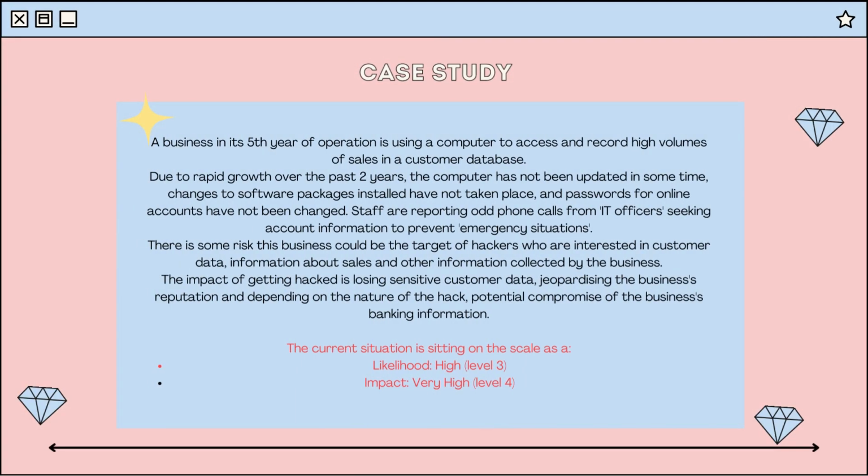There is a business case study. It is a business that operates using computers to access a customer database, but the computer has not been updated in some time. There is some risk to this business. The impact of getting hacked is losing sensitive customer data. The current situation is sitting on the scale as likelihood high, in level 3, and impact very high, in level 4.